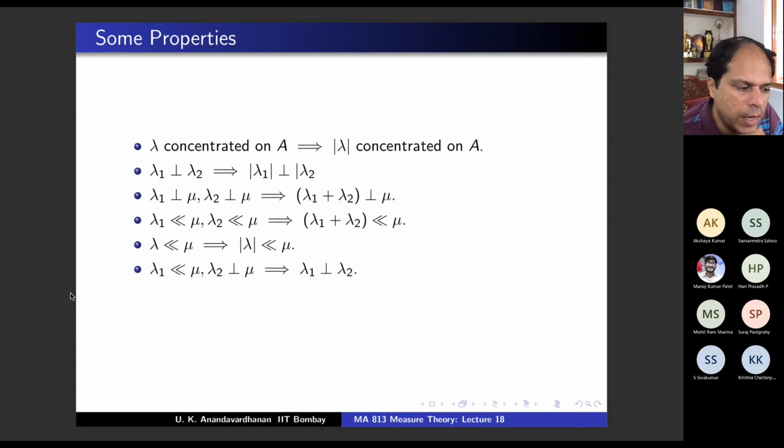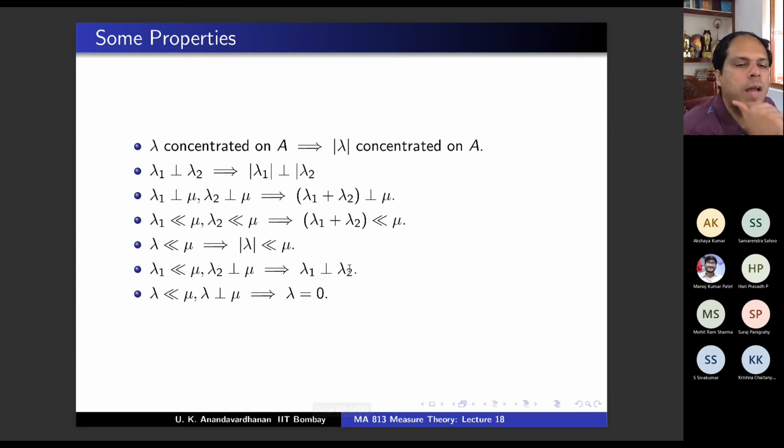If mu is concentrated on A, then I claim lambda 1 is concentrated on A. Why is that? Because if you take any set in A complement, you have to show that lambda 1 of E is 0. But there mu of E is 0, and therefore lambda 1 of E is 0. So if lambda 1 is absolutely continuous with respect to mu and mu is concentrated on a set, then lambda 1 is also concentrated on the same set. And therefore this follows, right? If you have B and A here, lambda 1 is focused on A, and B intersection A is empty, therefore this follows.